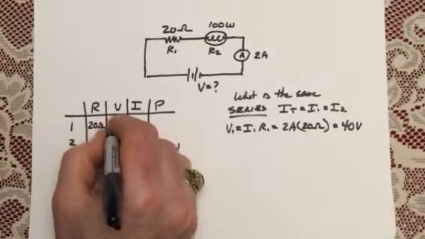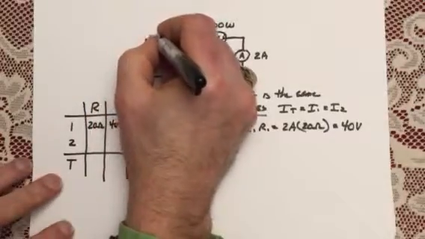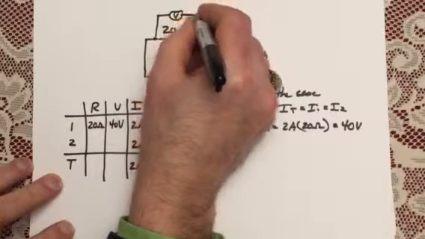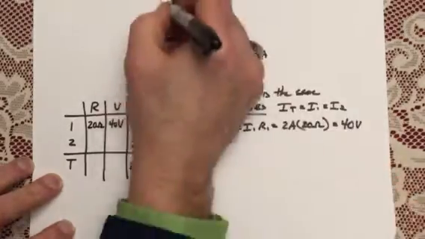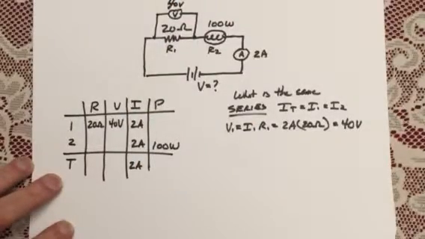So I know this guy is going to have a 40 volt drop across it, and I'm just going to draw in a little voltmeter right across there and mark that as 40 volts. Cool. There's 40 volts on there.